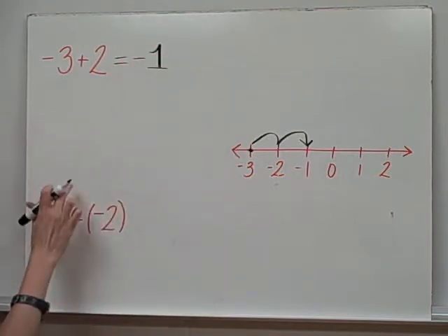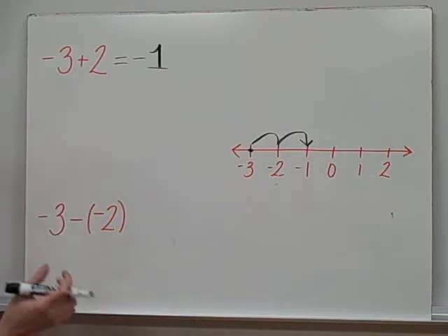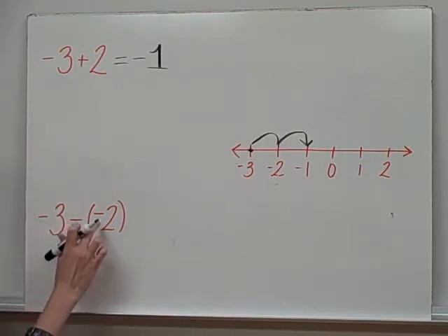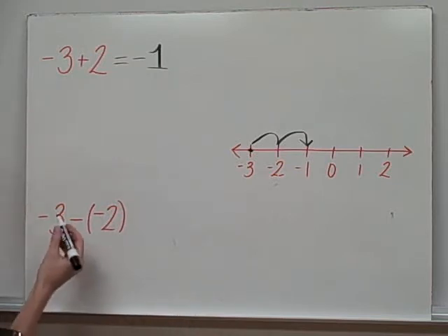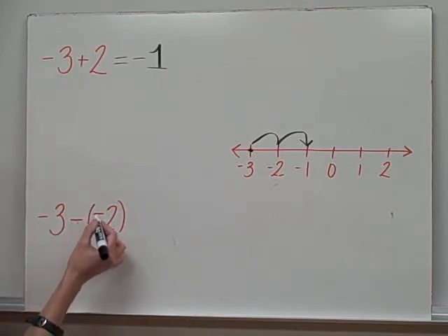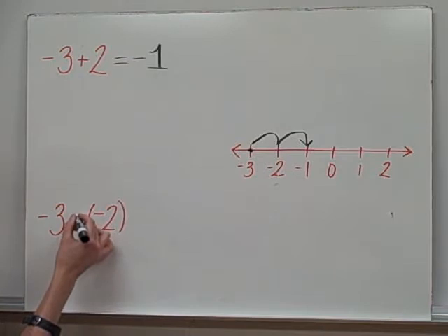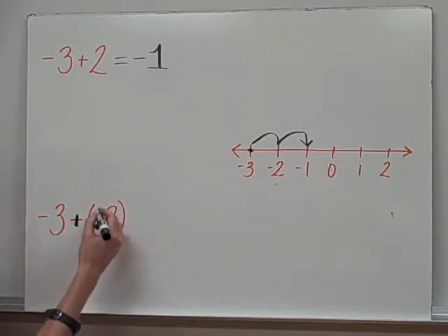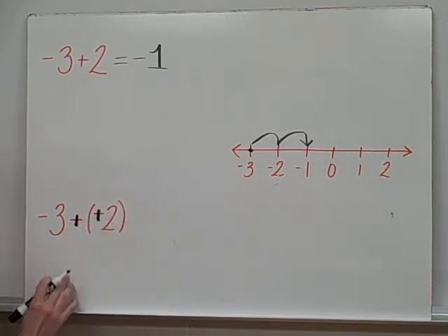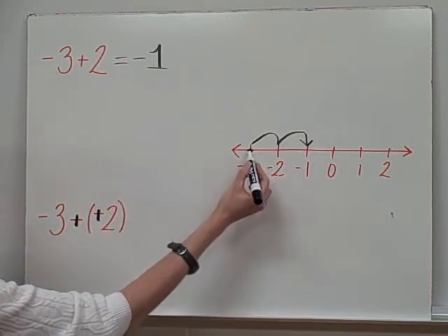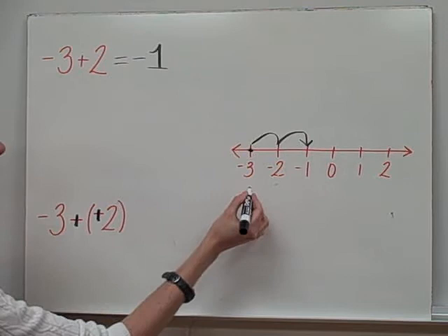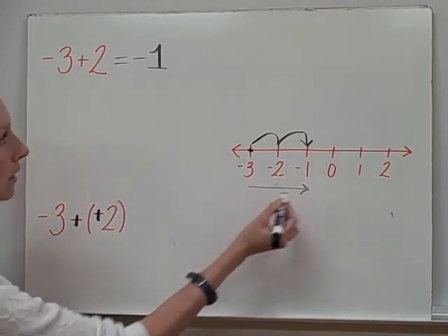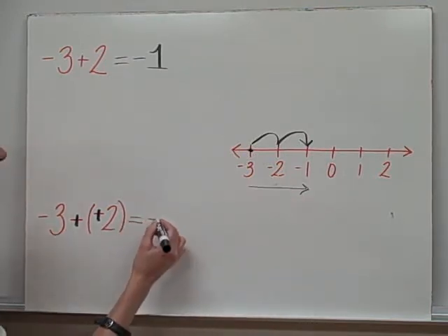Okay, again, this is the same idea. Let me show you why. Whenever we subtract a negative, it's the same thing as adding the opposite. So negative 3 minus negative 2 is the same thing as adding the opposite of negative 2, which is positive 2. So again, start at negative 3. Adding a positive 2 moves us to the right, and our answer again is negative 1.